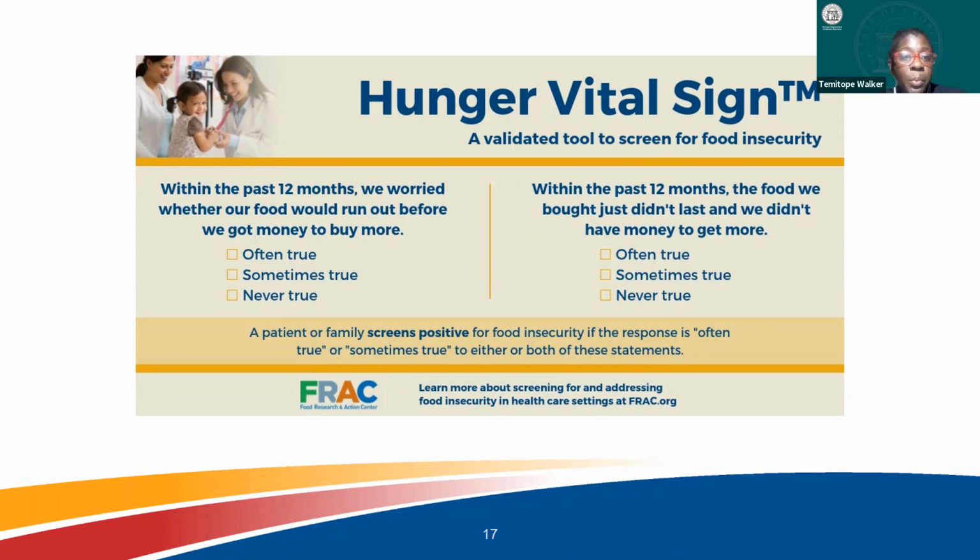So question 1 would be, within the past 12 months, we worried whether our food would run out before we had enough money to buy more. And then question 2 would be, within the past 12 months, the food we bought just didn't last and we didn't have money to get more. Next slide.